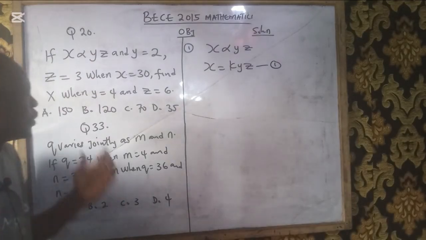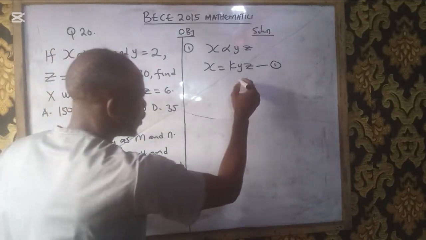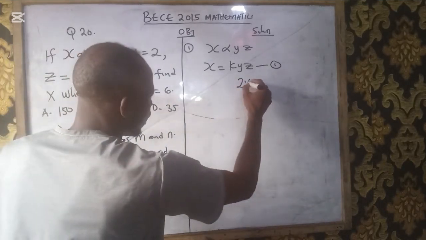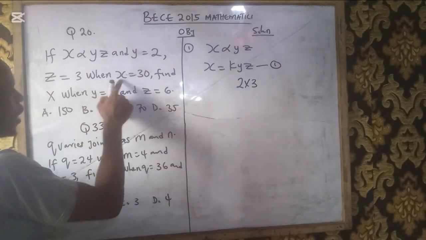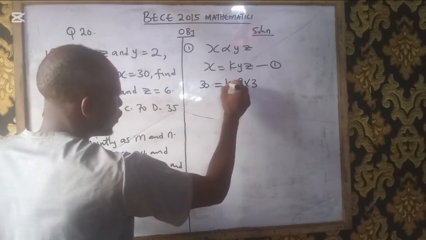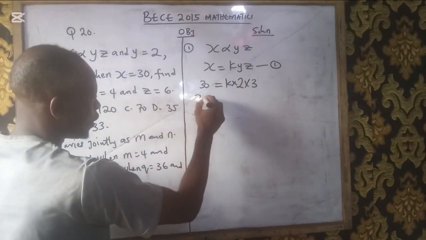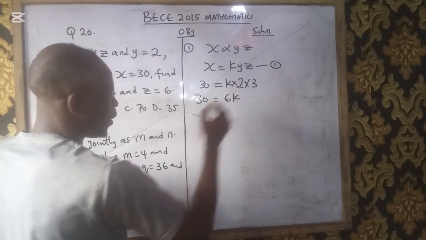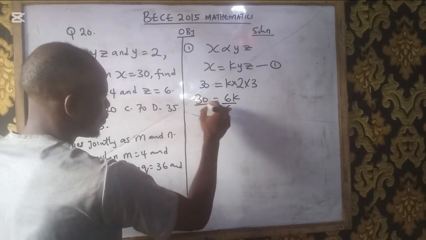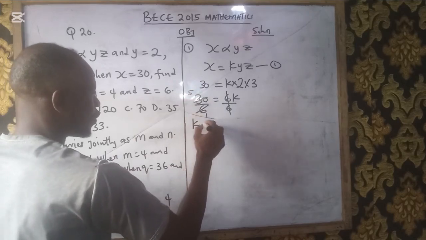Then you go further to the question. y is 2, so let me replace that value there, this is the y position. z equals 3, times 3. When x equals 30, so this is going to be 30. Automatically you are looking for the value of k. So we are going to have 30 equals 6k. To get the value of k, we divide both sides by 6. So this eliminates, 6 here 1, 6 here 5. So the value of k is 5.